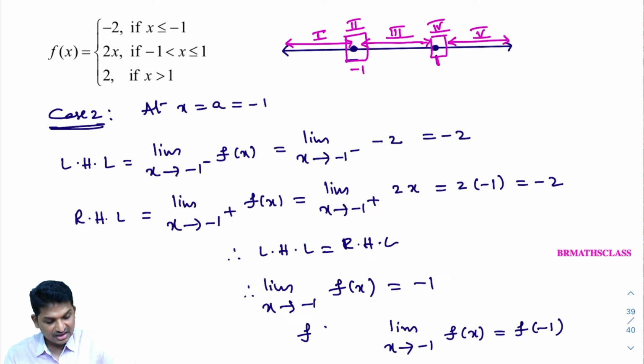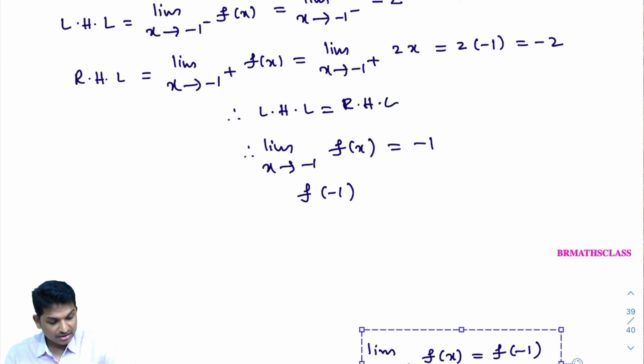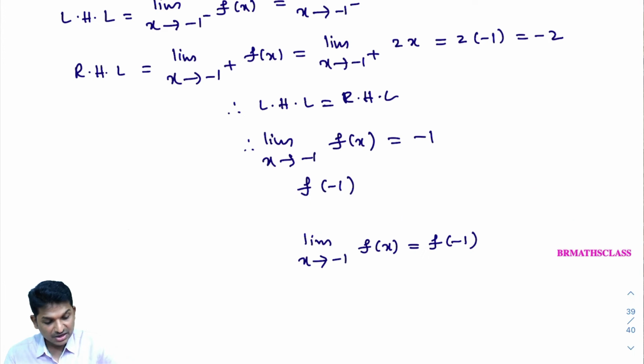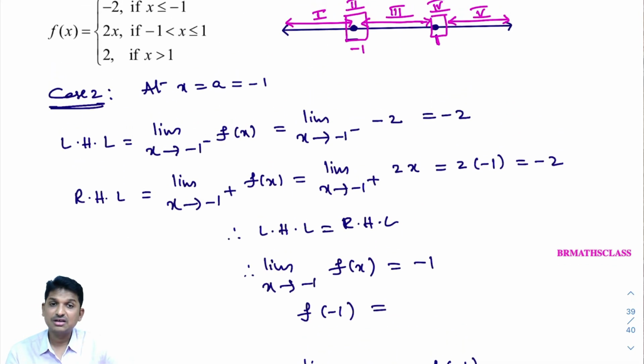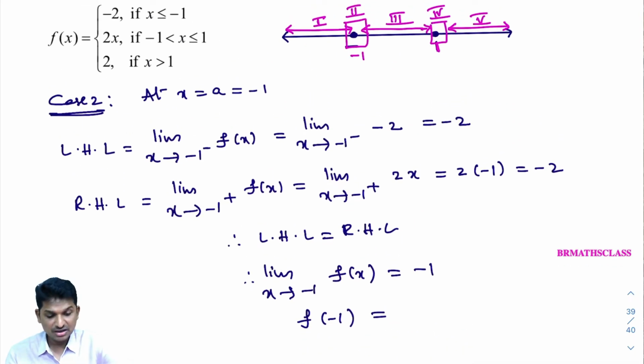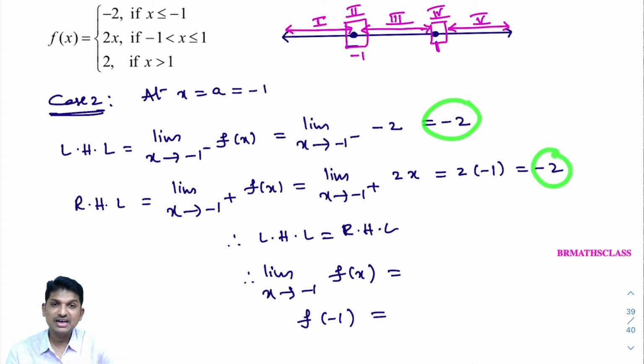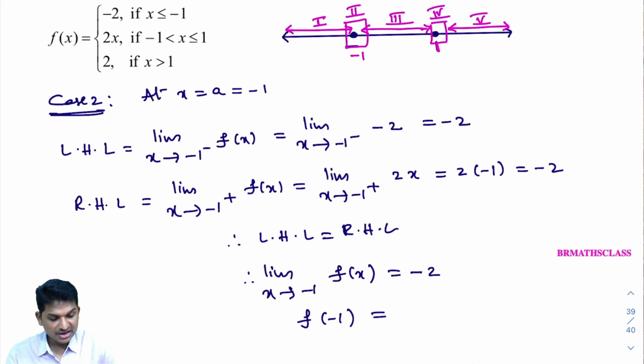Sorry, it's a small mistake. I wrote a mistake. Please look here. What is left hand limit here? -2. What is right hand limit? Right hand limit is -2. So limit x approaches to -1, f of x is what? -2, right? This equals -2.